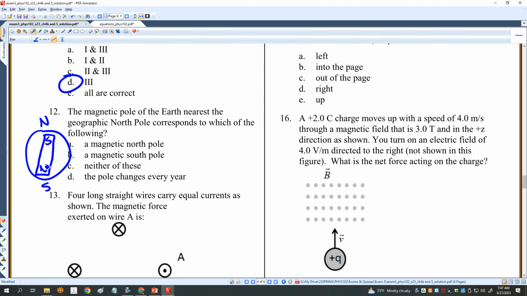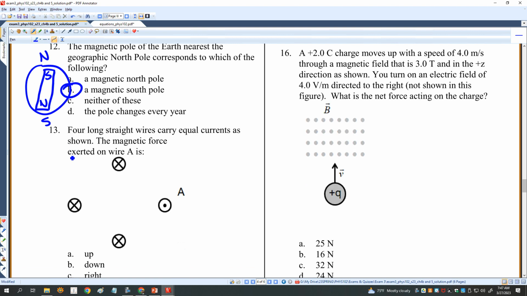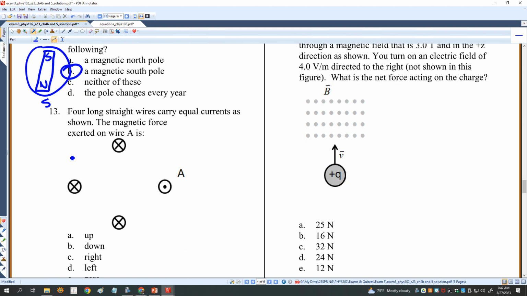So the geographic North Pole is the magnetic South Pole, so 12 is B. You have 4 wires, and I want to know the magnetic force that is exerted on wire A.